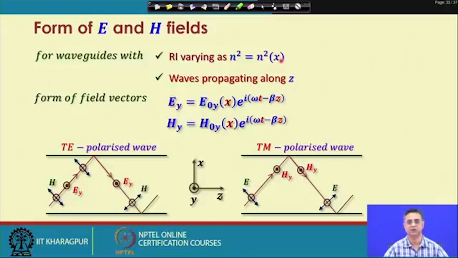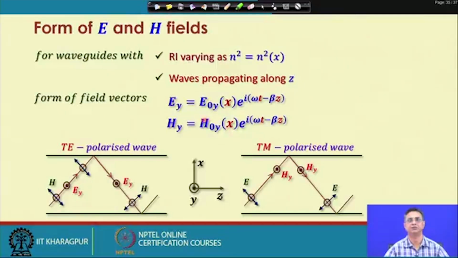You have two interfaces, one at the top, one at the bottom, and the wave will be confined between these two interfaces. So, the wave will be propagating along the z direction. We assume that along the y direction the structure is invariant, and also along the z direction. The form of the field vectors in this case, as we have mentioned, because it does not depend on the y coordinate, the electric field will be represented by E 0 of x only, and this phase factor will remain the same, and similarly for the magnetic field it will be E 0 of y function of x.